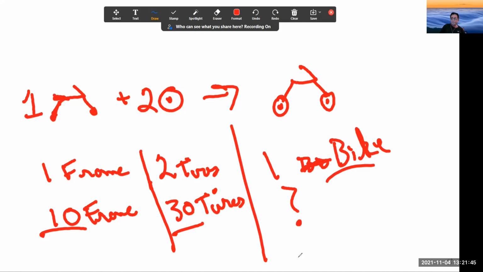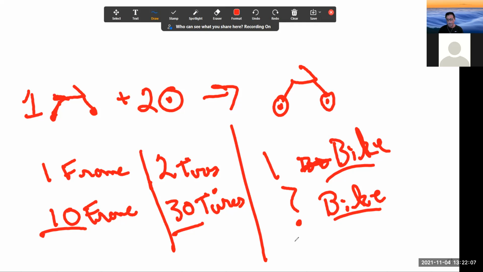Anybody tell me that? Come on, I know you can. I got 10 frames, 30 bicycle tires. How many bikes am I going to fully assemble? How many would I have at the end when I'm done assembling them?